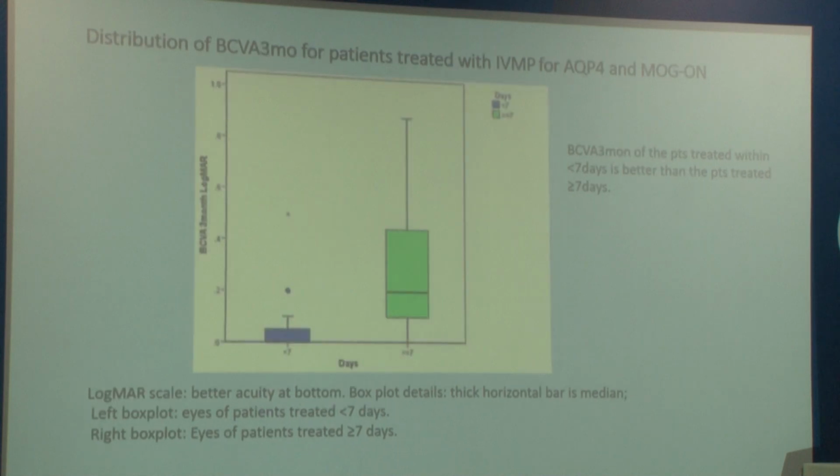This is the distribution of best corrected visual acuity at 3 months for the patients who were treated with IV methylprednisolone. Here again, the best corrected visual acuity in the patients treated within 7 days is better than the patients treated after 7 days.